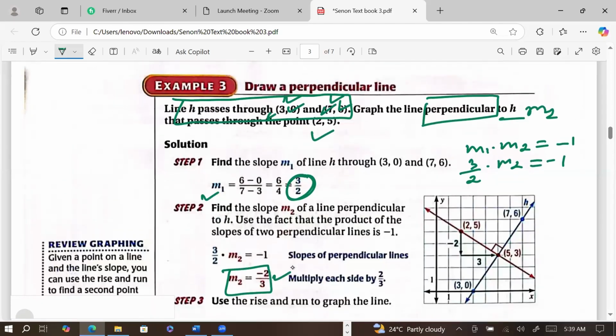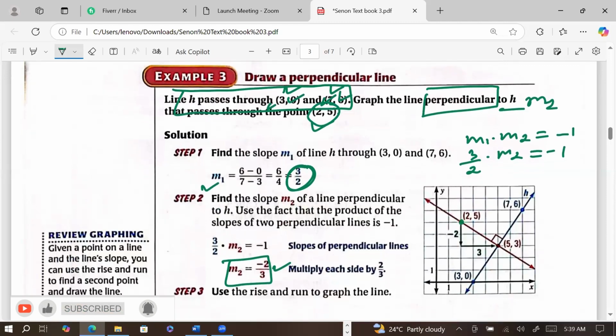Then this line should go through (2, 5). Then minus 2, plus 3. And the other point will be (5, 3). How did we obtain that point? Minus 2 along the y-axis, 2 down, and 3 is towards the right-hand side. Then we get (5, 3). So we can join these 2 points and complete the line.